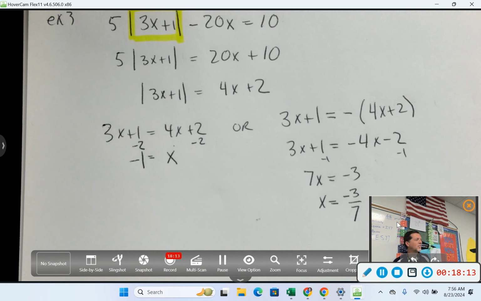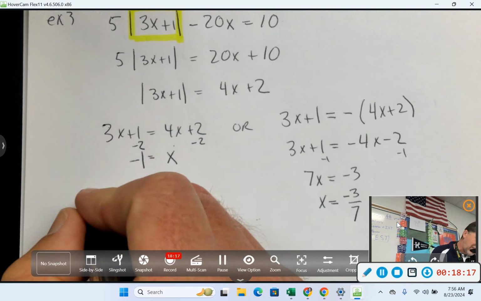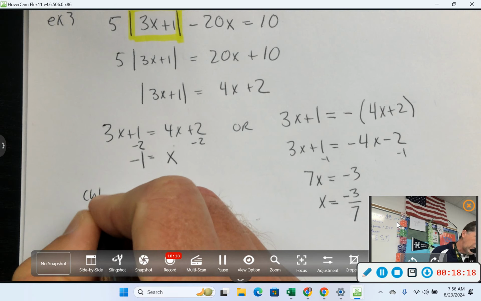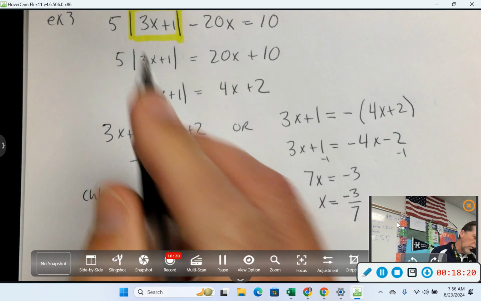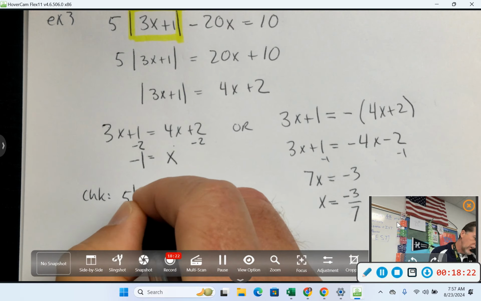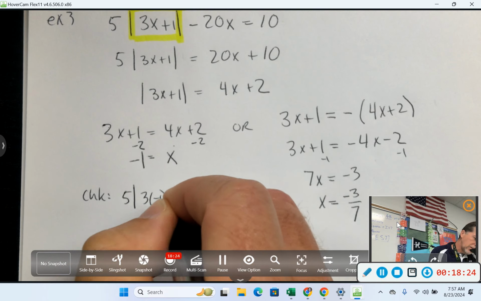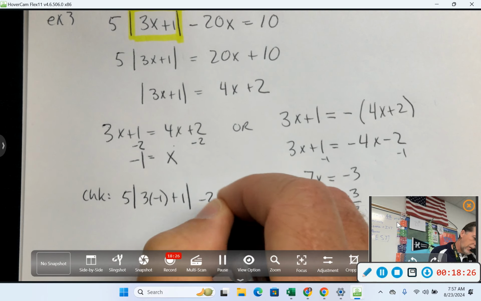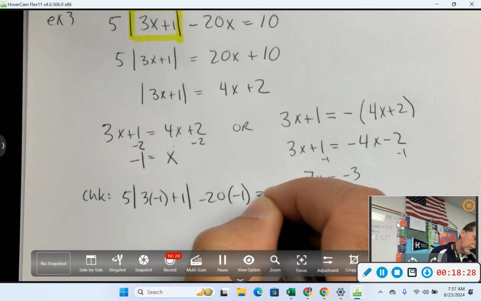You're suspicious of that one? Okay, well, let's plug them in and see what happens. So we got to do the check thing here. And when you check, always check them all the way back into the original. So 3 times negative 1 plus 1 minus 20 times negative 1 is supposed to equal 10.